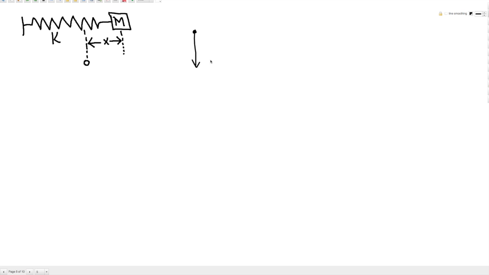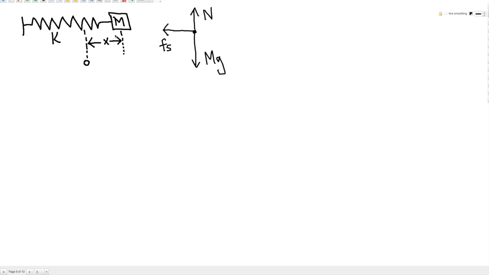So the block has a weight. The magnitude of the weight is mg. We're going to assume that the block is resting on a surface, on a table. So there's also a normal force from the surface pushing up on the block. And now, since we've stretched the spring in one direction, we also have a force of the spring acting on the block.